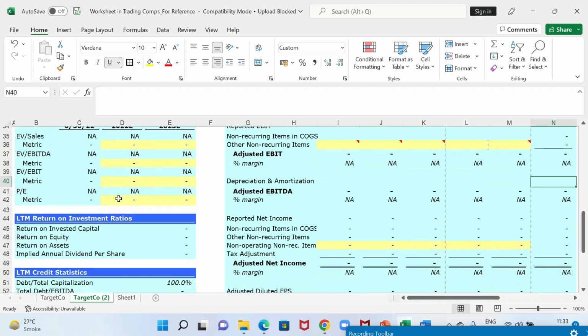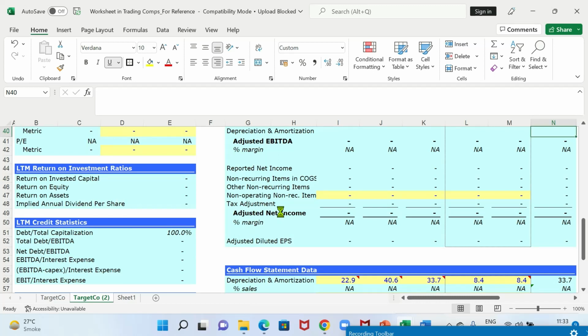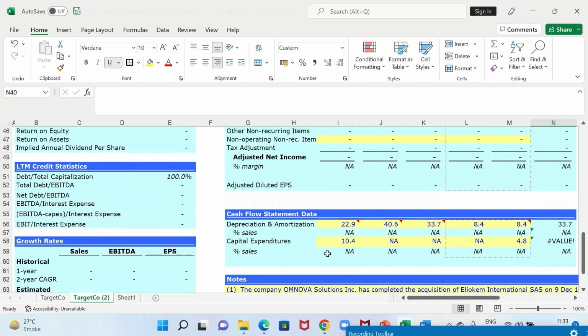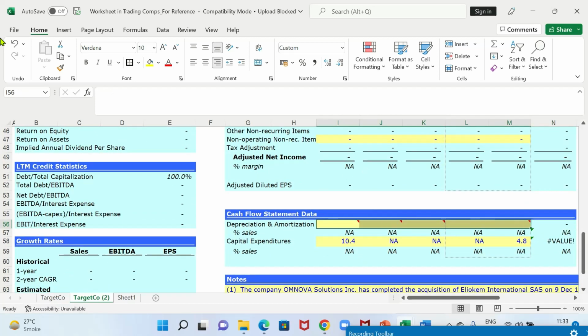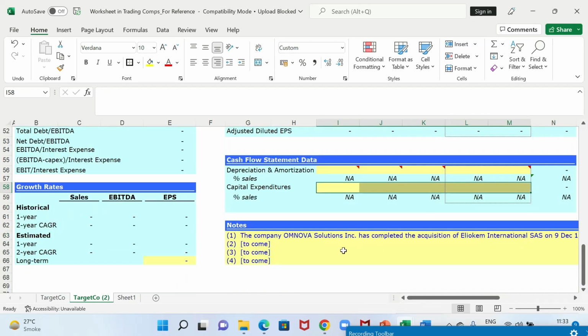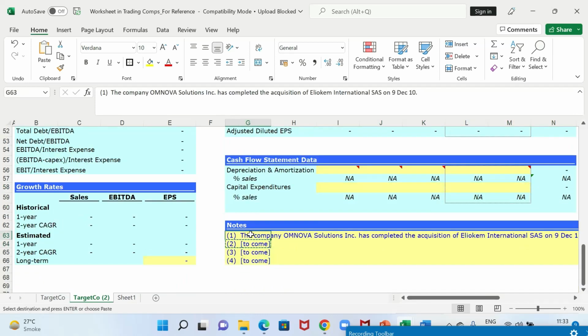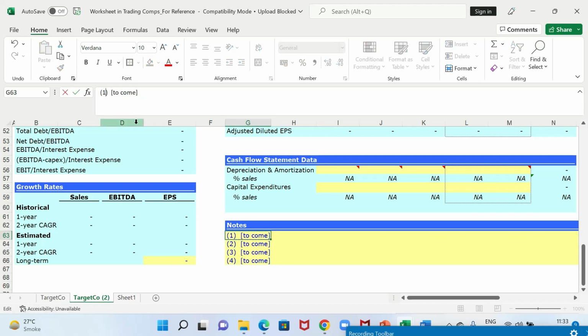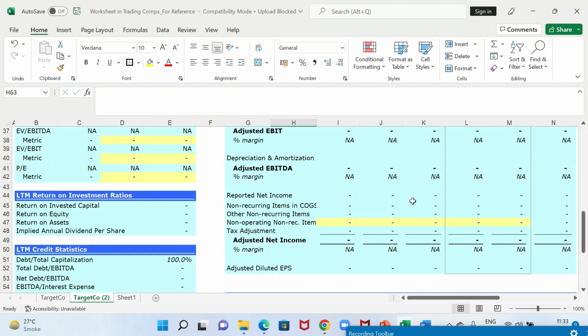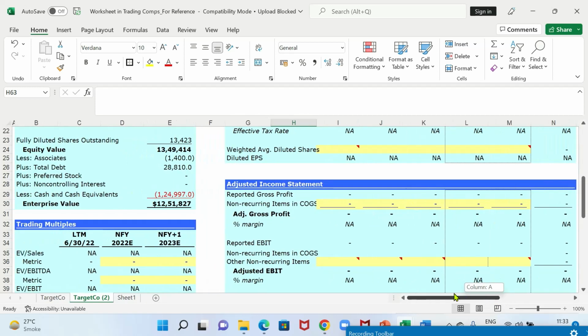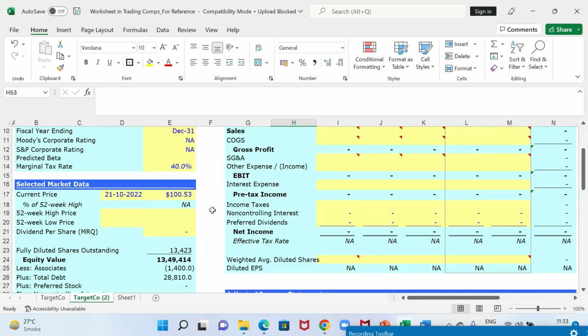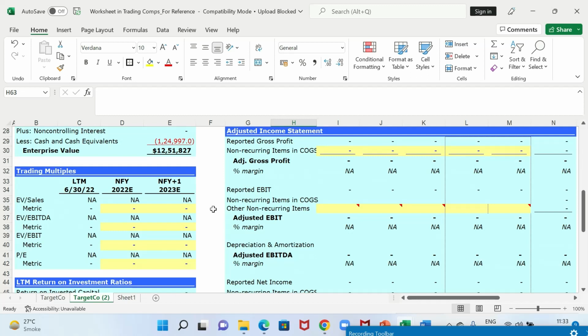See, all the numbers are NA right now. Also, it's important to save your work, either use this auto save function or save it down. Now you have calculated the enterprise value. Now what is your next aim? To calculate the LTM multiples.